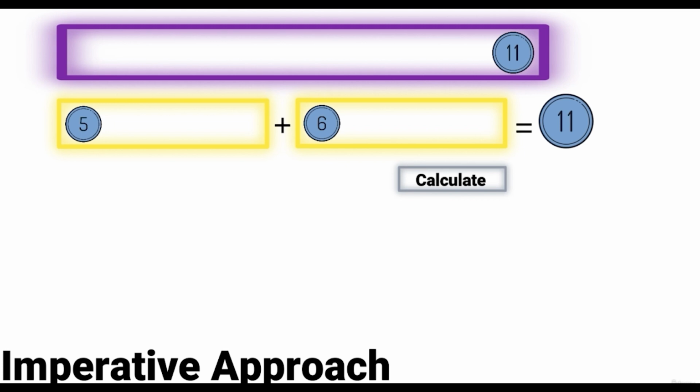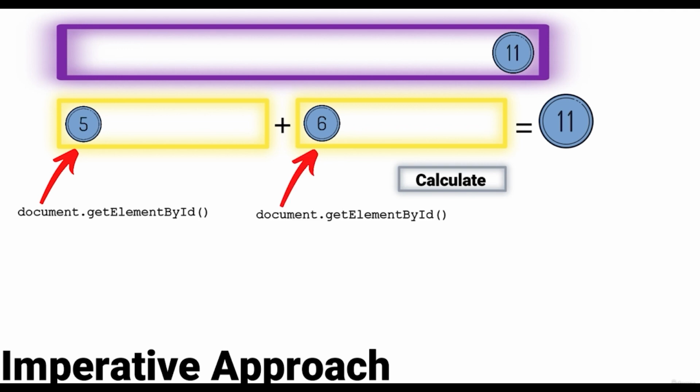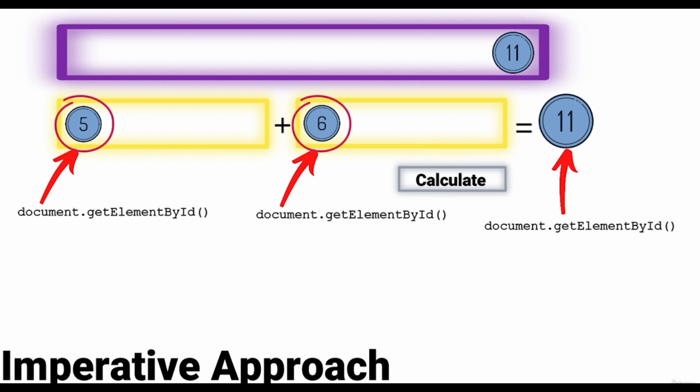So with the imperative approach, that is with JavaScript, it goes something like this. You take a reference of this text box using document.getElementById. Then you take a reference of this text box and also a reference of this label. Now you write the logic to calculate the sum on this button. So you write the click event, and with the references you have gathered from these two text boxes, you add up the values and assign the result to this label. So here also you have taken a reference and you assign the value.